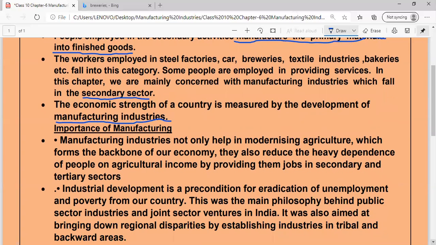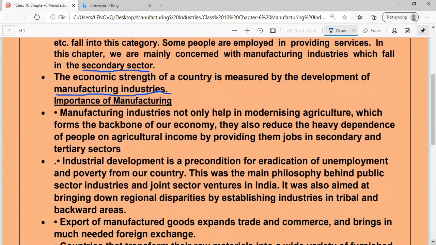Now, points are given here in examination. Question can be asked, what is manufacturing and what is the importance of manufacturing? Manufacturing industries not only help in modernizing agriculture, which forms the backbone of our economy, they also reduce heavy dependence of the people on agricultural income by providing them jobs in the secondary and tertiary sector. So they help in modernizing agriculture.